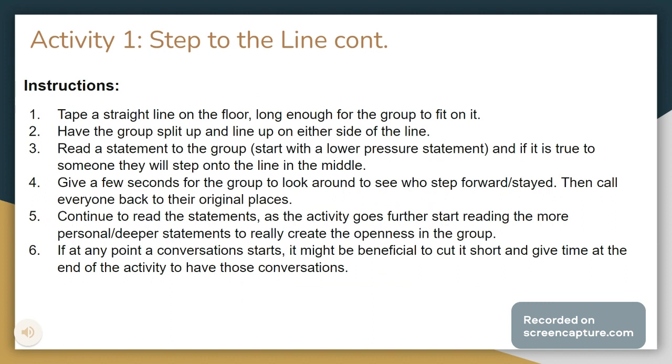To start the activity, tape a straight line on the floor long enough for the whole group to fit on it. Have the group split up and line up on either side of the line. Read a statement to the group, starting with a lower pressure statement to get them to ease into the activity. And if it is true to someone, they will step onto the line in the middle. Give a few seconds for the group to look around to see who stepped forward or stayed back. Then call everyone back to their original places.